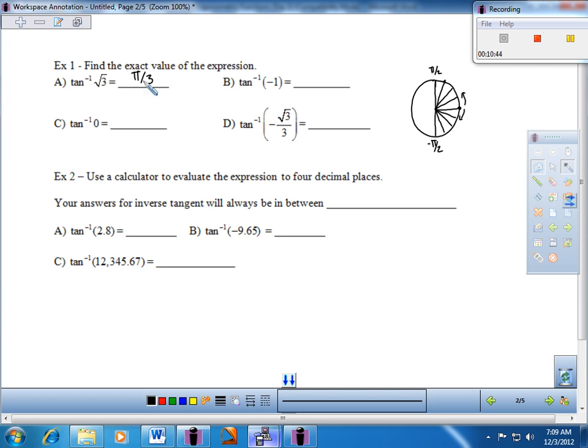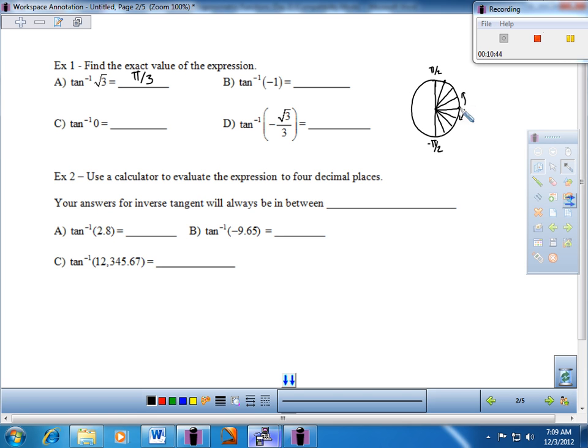If you grab your calculator, and there's no need to do that at this stage, but if you were to grab your calculator and do this, this would produce that. Input producing output. Okay, let's do letter B. Inverse tangent of -1. So go to your diagram, everybody, if you would. Start at 0 and ask yourself, where am I going to get a tangent ratio of -1? Visualize it if you can.